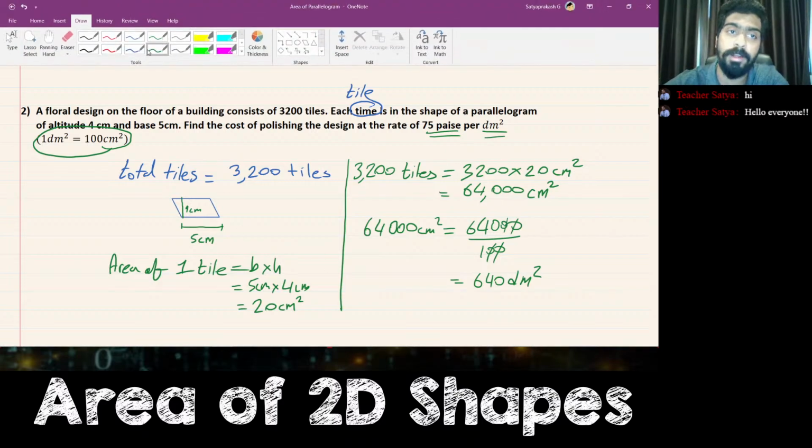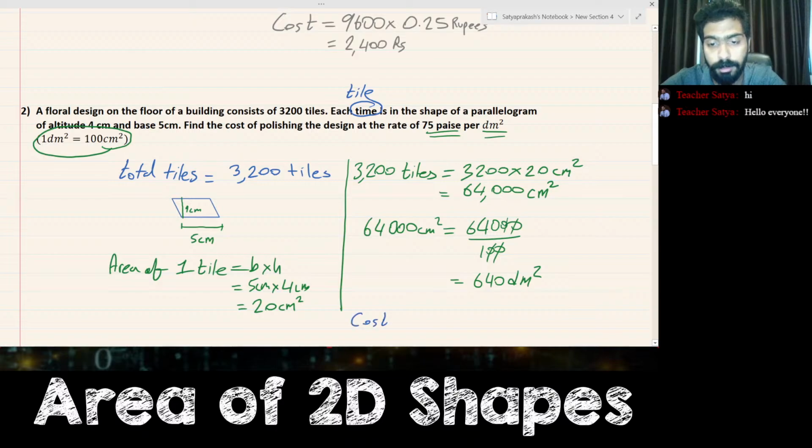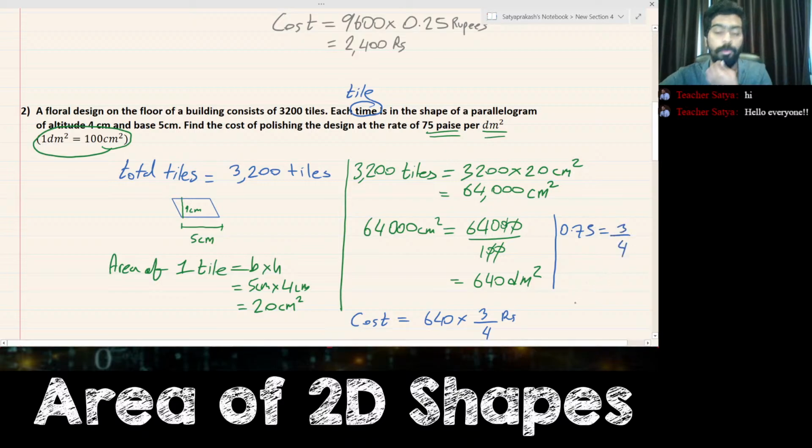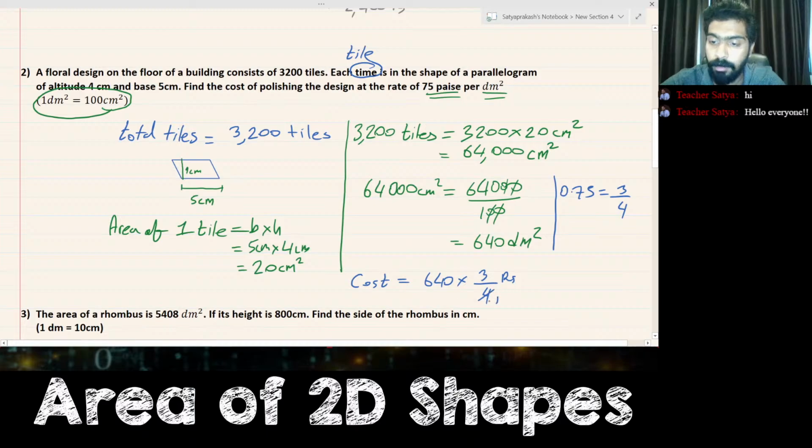So the final step, in order to find the cost: the cost is equal to 640 multiplied by 3/4 rupees, right? Now you might ask me, why is it 3/4? So here we go. 0.75 rupees is 3/4 of a rupee, right, guys? So it's 3/4 of a rupee. Now if we simplify, we have 1, and this would be 160, right? And 160 times 3 is equal to 480 rupees. So the final answer would be 480 rupees.